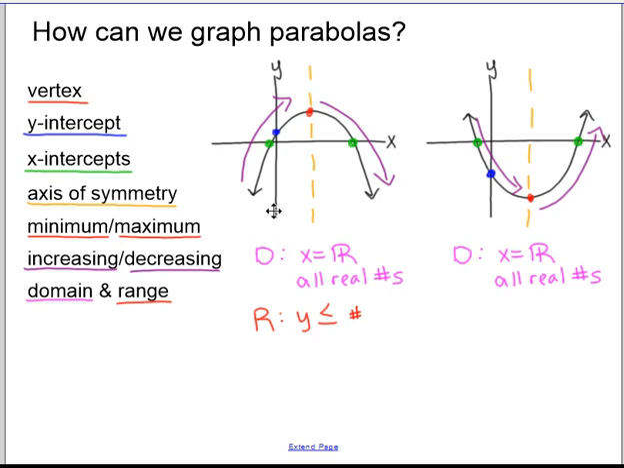The range depends on whether your parabola opens up or down. In this case, if it opens down, that is the largest value that y can ever equal. So we say that y is less than or equal to that y value from the vertex. If the parabola opens up, that y value is the lowest that the graph can have. So the range is going to be y is greater than or equal to that particular y value that we get from the vertex.